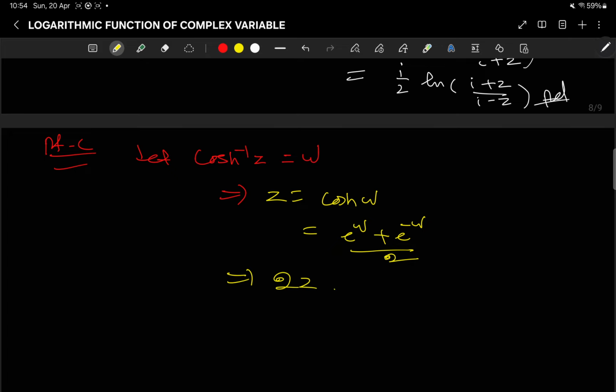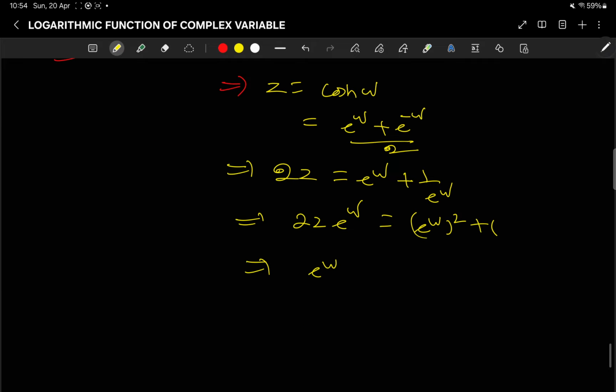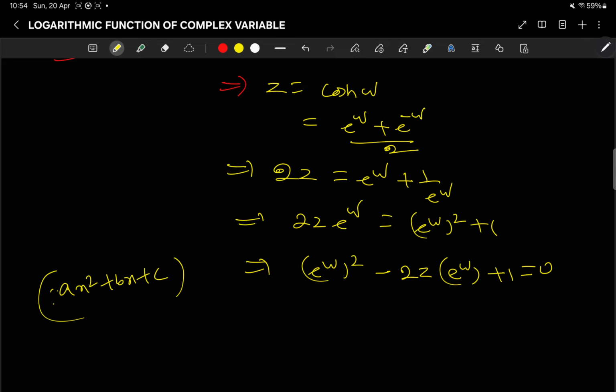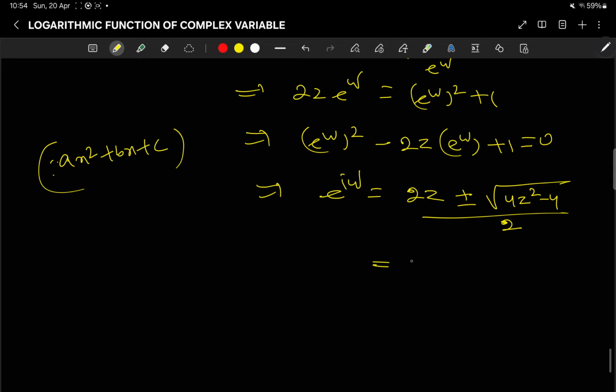So that means here 2z is equal to e^w plus 1 by e^w. So 2z e^w is (e^w)^2 plus 1. So that means (e^w)^2 minus 2z e^w plus 1 is equal to 0. This is a quadratic equation, ax square plus bx plus c. So e^w is minus b plus or minus root of b square minus 4ac by 2a. So this will be z plus or minus root over of z square minus 1.